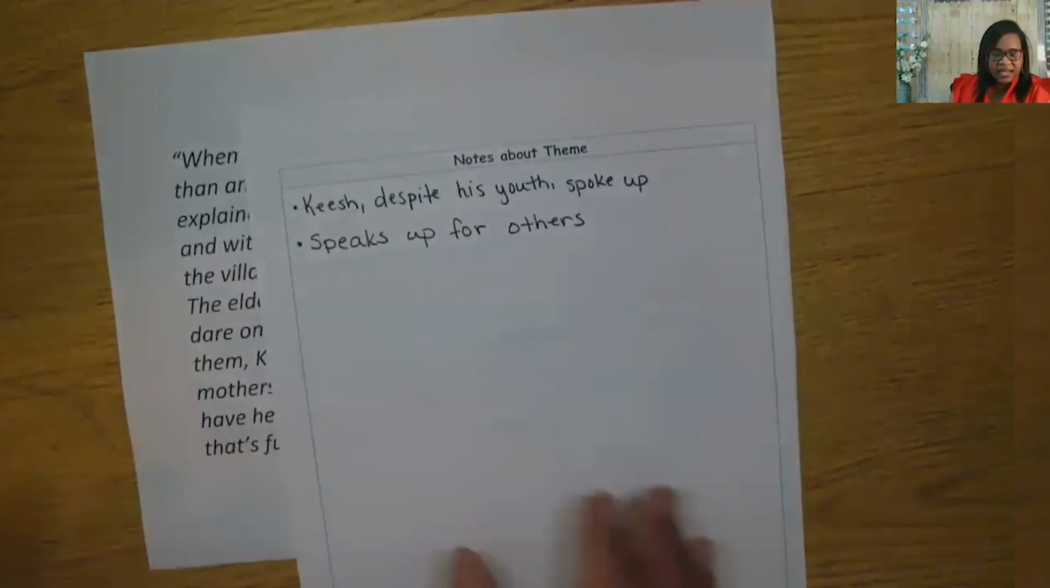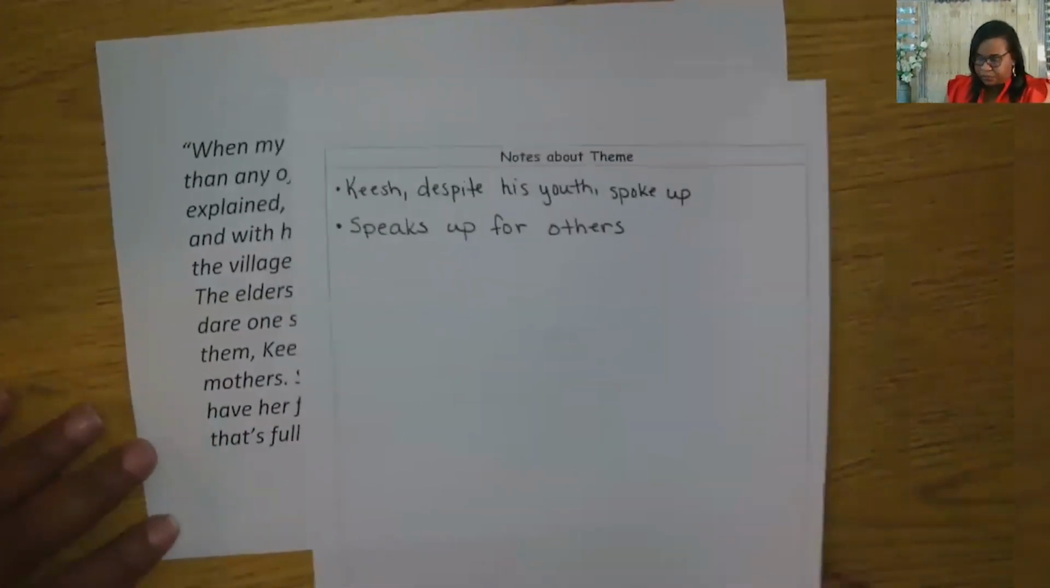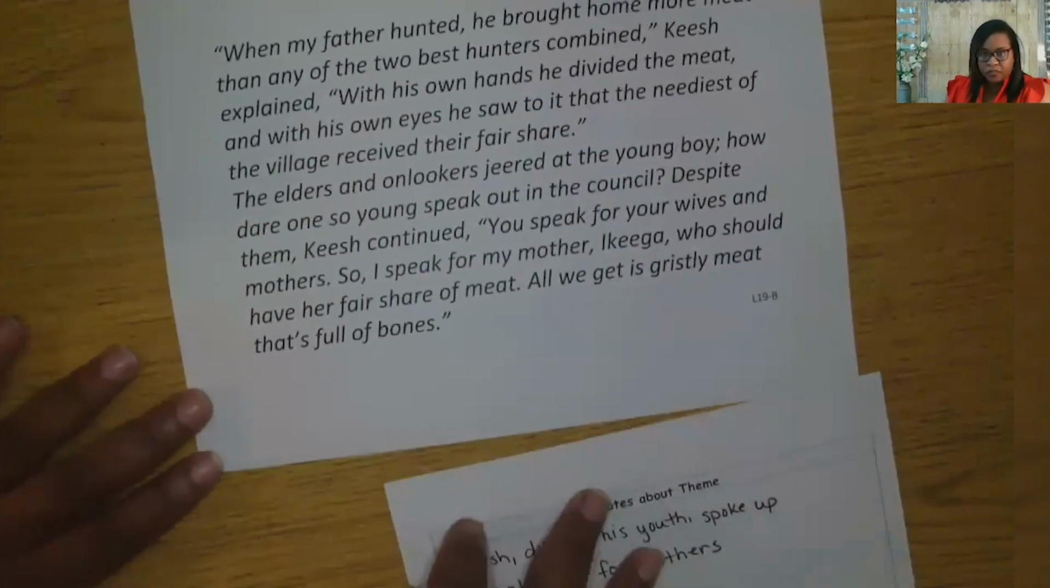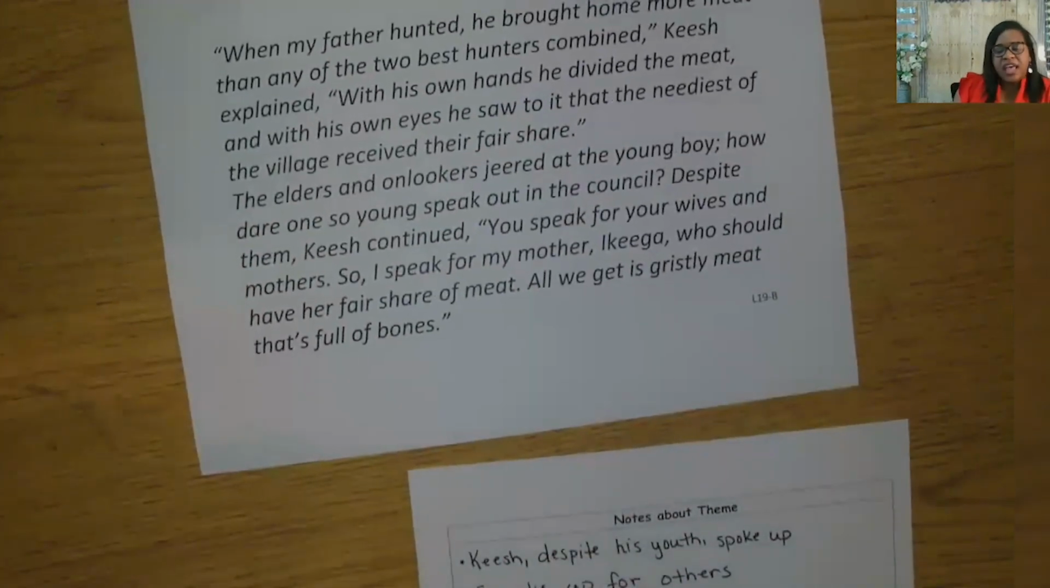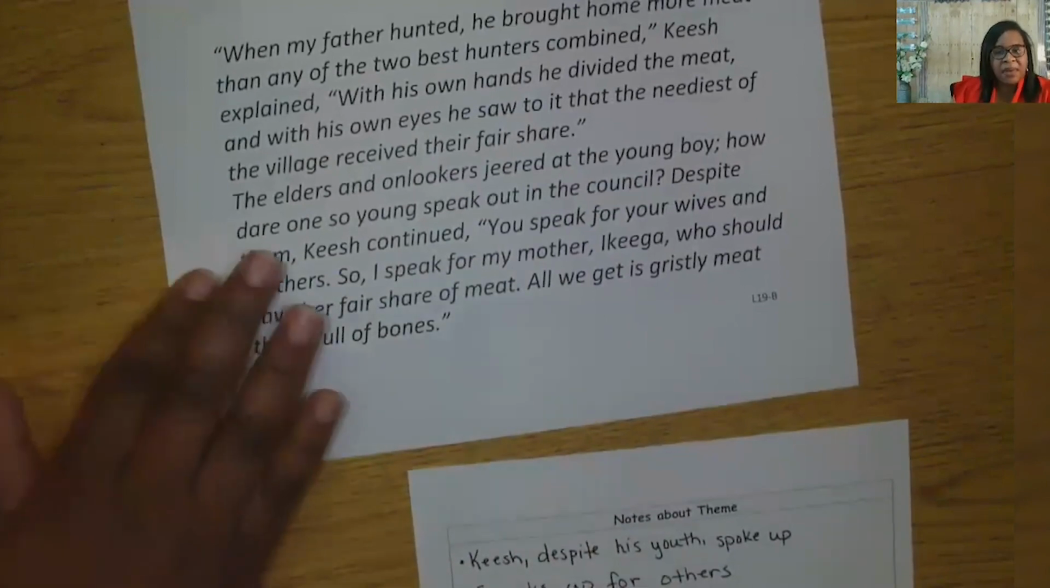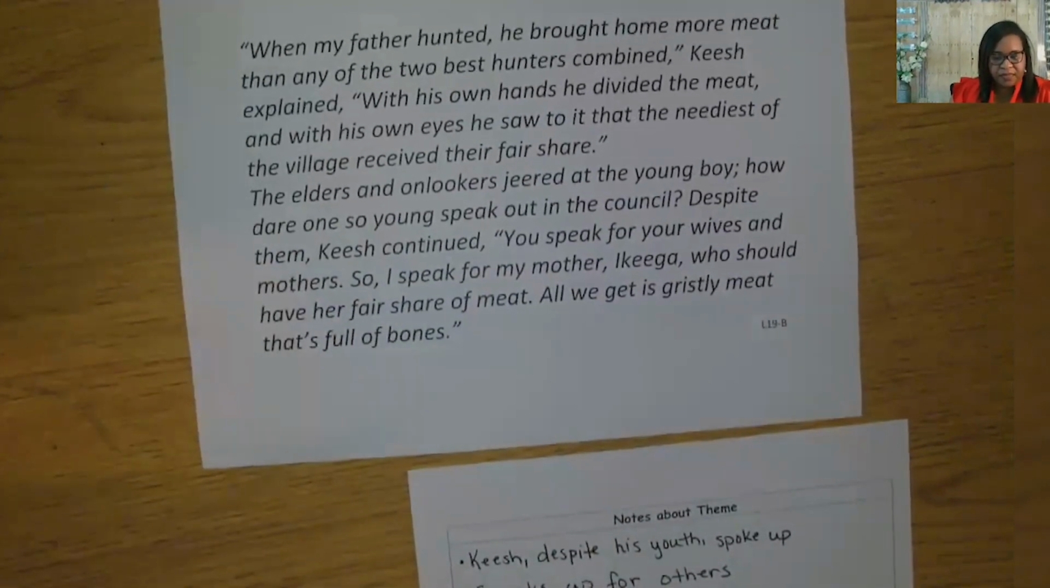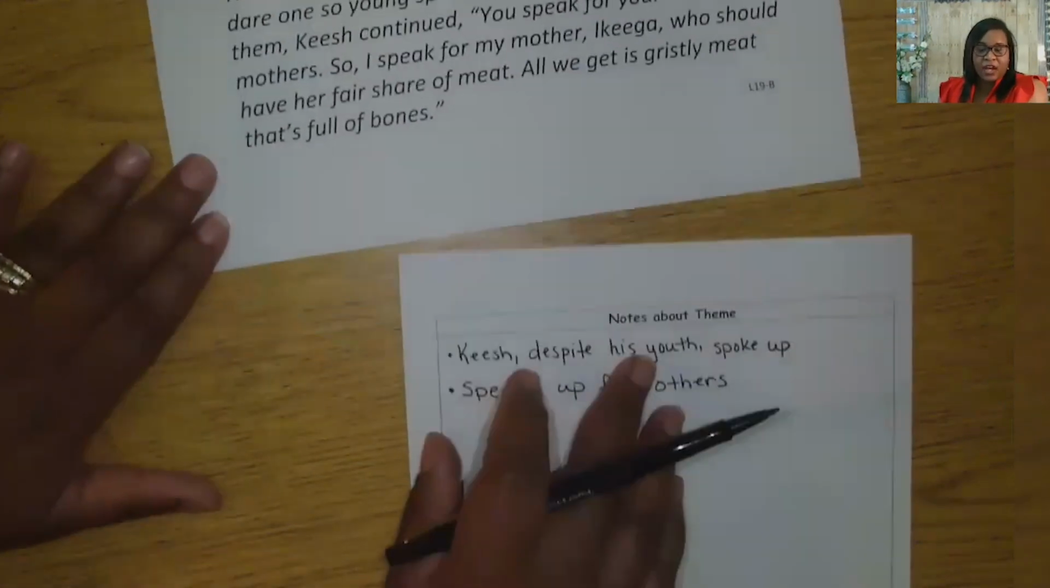I think this line tells us something too. Should have her fair share of meat. What does it tell you about leadership? It seems that fairness is important here as Keesh speaks to the council. On our chart, I'm going to add fair share.